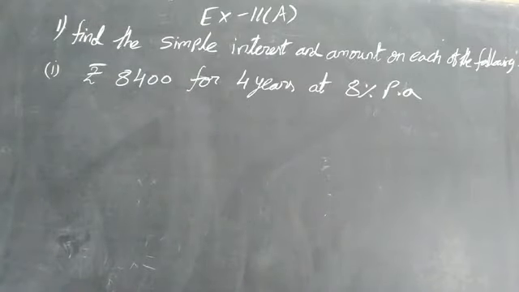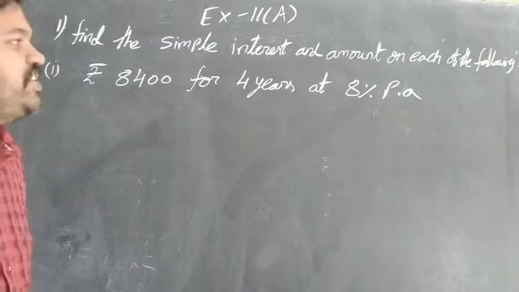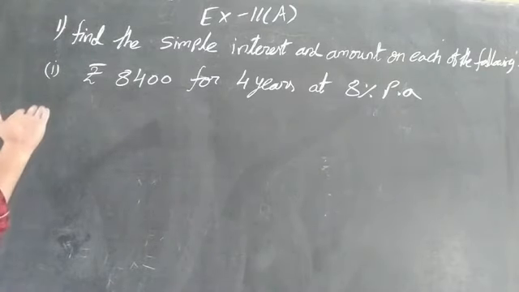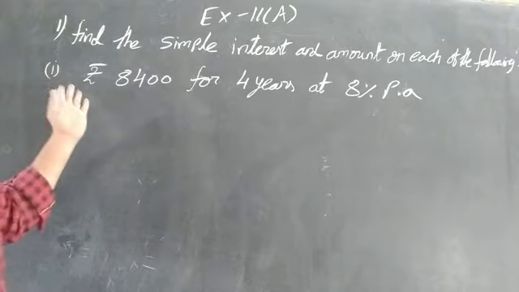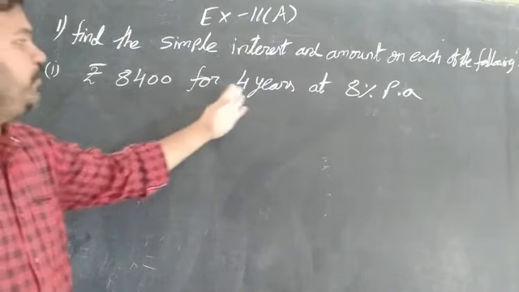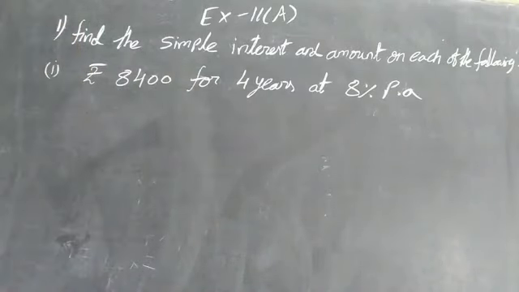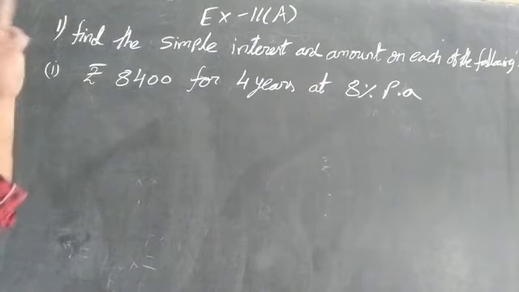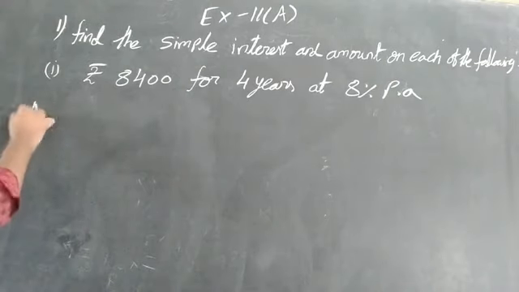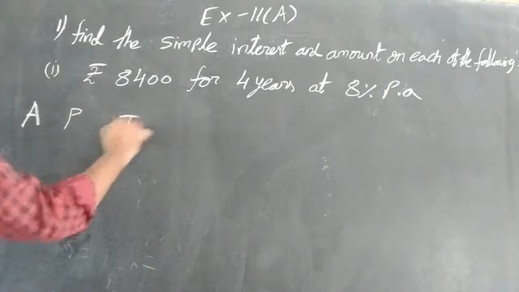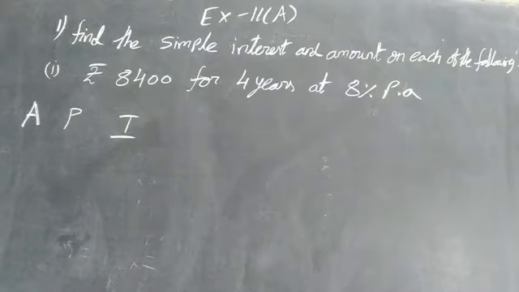Okay, here is the first sum. Find the simple interest and amount on each of the following sums. Here there are 4 sums in total. I copied the first sum: rupees 8,400 for 4 years at 8% per annum. Previously I said that we have to check whether the amount spelling is there or not. We have to check 3 things: A, P, I. Amount, principal, interest.